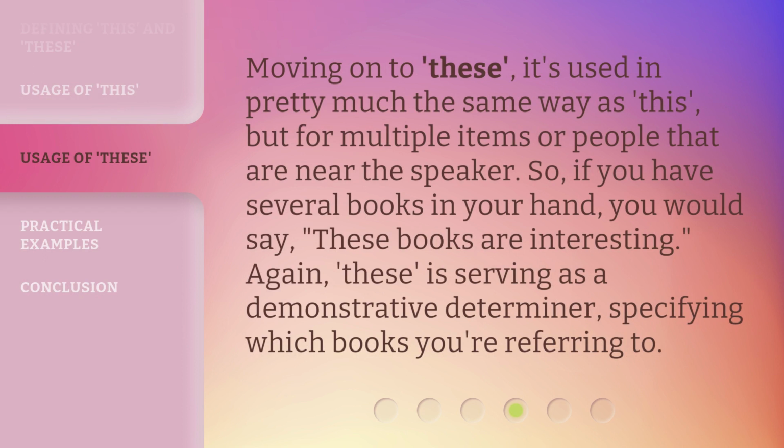Moving on to these, it's used in pretty much the same way as this, but for multiple items or people that are near the speaker. So, if you have several books in your hand, you would say, "These books are interesting." Again, these is serving as a demonstrative determiner, specifying which books you're referring to.